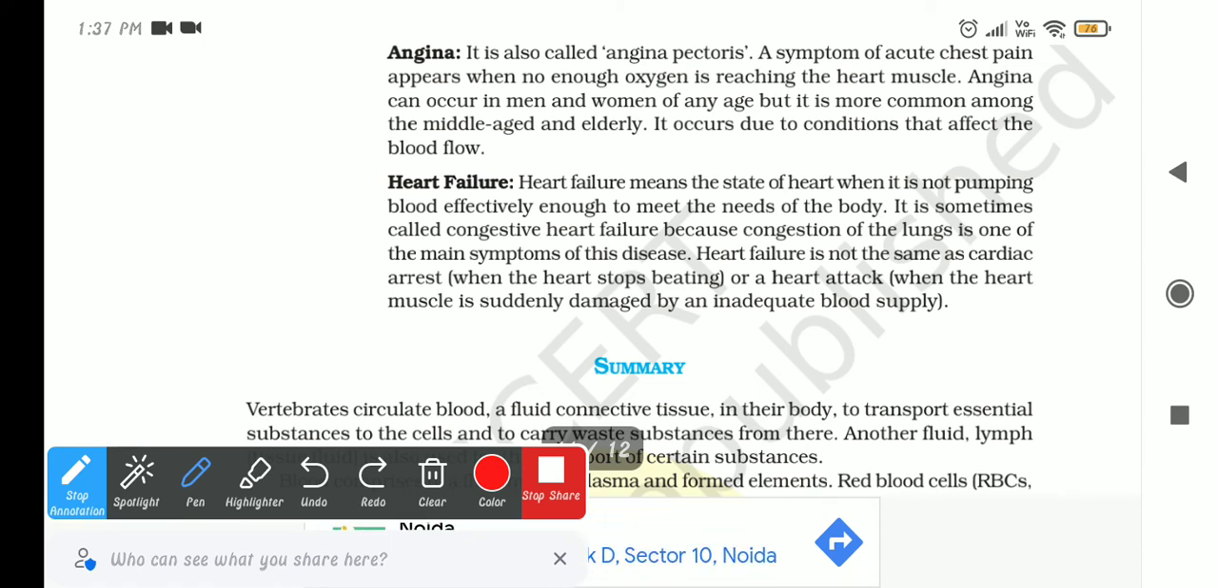Next one is heart failure. Heart failure means the state of the heart when it is not pumping blood effectively enough to meet the needs of the body. It means that the blood is not getting pumped, and the body's needs are not being supplied. It is sometimes called congestive heart failure, because congestion of the lungs is one of the main symptoms of the disease.